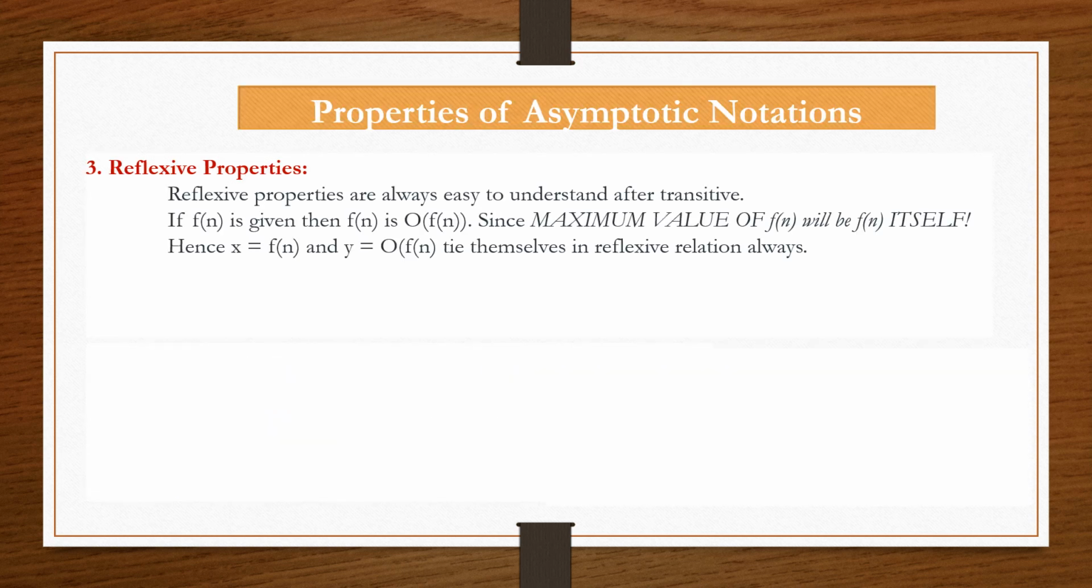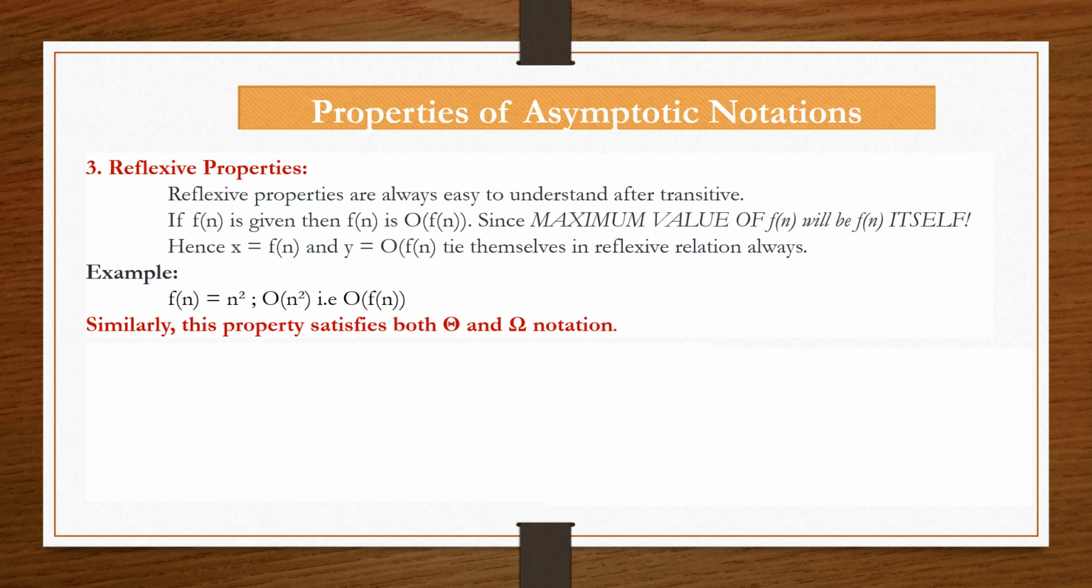Next is the reflexive property. The reflexive property is always easy to understand after the transitive, which is why we have placed it third. If f of n is given, then f of n is big O of f of n. So any function f of n belongs to big O of itself. That is what is reflexive. If x is equal to f of n, y is equal to big O of f of n. These tie themselves in a reflexive relation always.